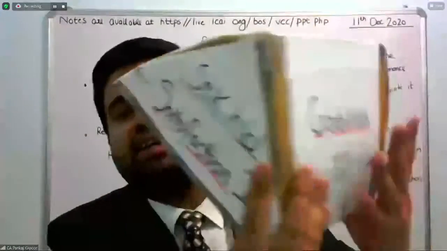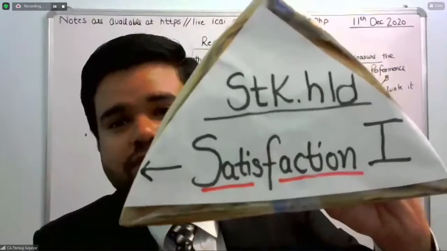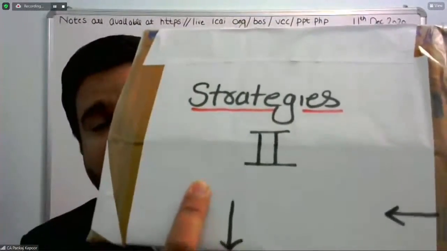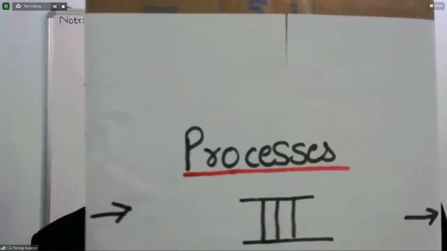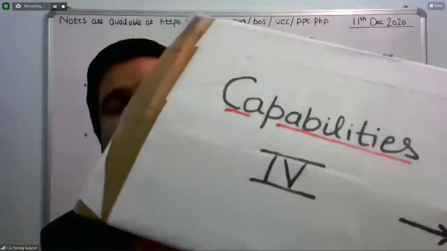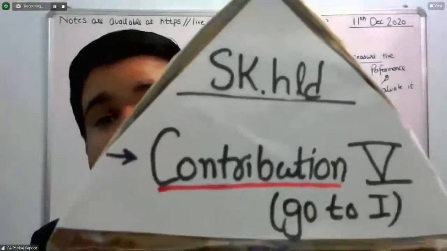What are the 5 factors? I'll firstly study with you the stakeholder satisfaction. This is the first factor. What is the second factor? That was the strategy. What is the third factor? That was nothing but the processes. What was the fourth factor? That is nothing but the capabilities. And the last factor, that is nothing but the stakeholder contribution.